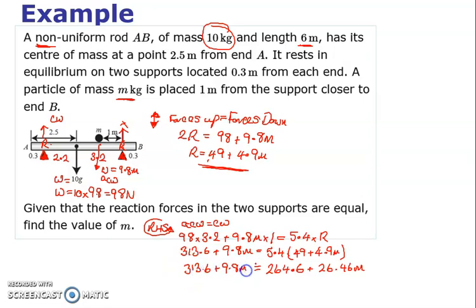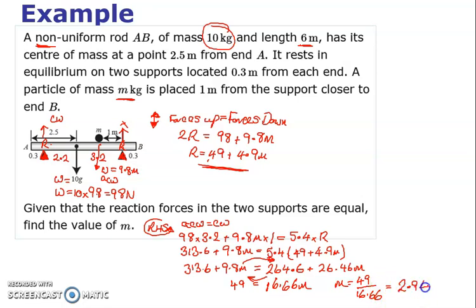So I need to get all my m's on one side. I'll move the m's that way, I think. I'll move the numbers this way. 313.6 minus the 264.6. I get 49 on the left hand side. And on the right hand side I get 26.46 minus 9.8, 16.66M. So presumably the M is equal to the 49 shared by the 16.66. 49 divided by 16.66. Right, it's 50 over 17, or 2.94.